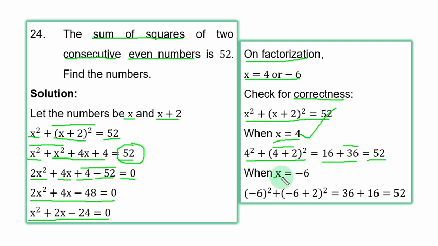When s is equal to minus 6, you have minus 6 all squared plus minus 6 plus 2 in brackets all squared. When you simplify, you have 36 plus 16 equal to 52. This result is also acceptable. So the two results are acceptable in this solution. Are you following?